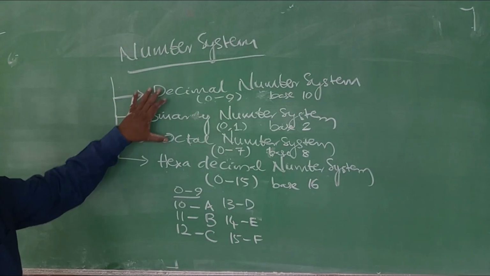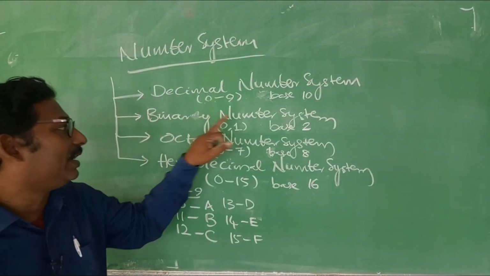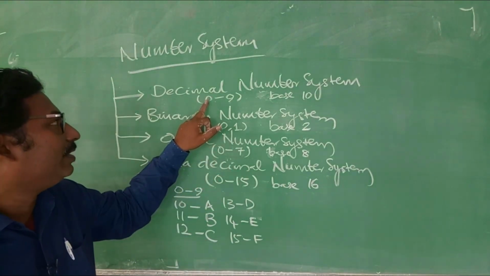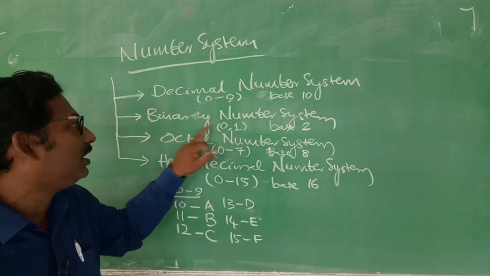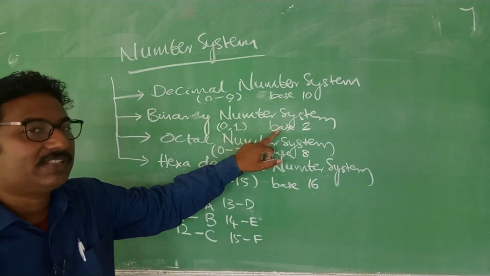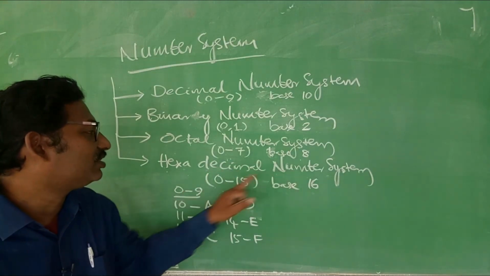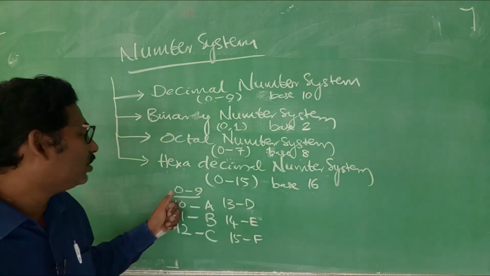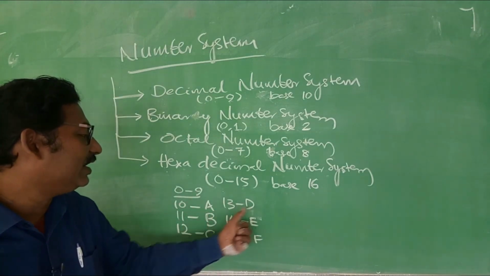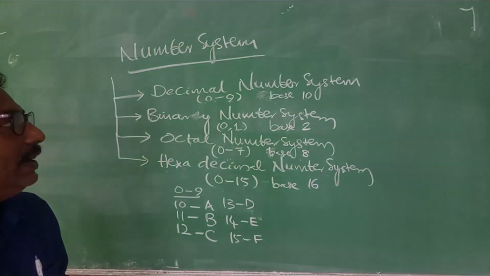So these are the basic terms in the number system: decimal, binary, octal, and hexadecimal. Decimal number system is 0 to 9, base is 10. Binary number system is 0 or 1, the base is 2. Octal number system is 0 to 7, base is 8. Hexadecimal number system is 0 to 15, base is 16. 0 to 9 are common; 10 is A, 11 is B, 12 is C, 13 is D, 14 is E, 15 is F. This is all about the number system.